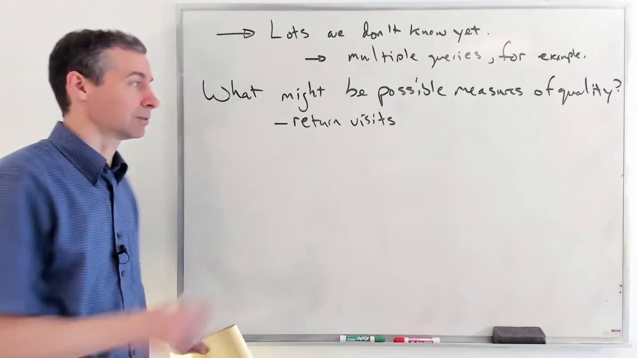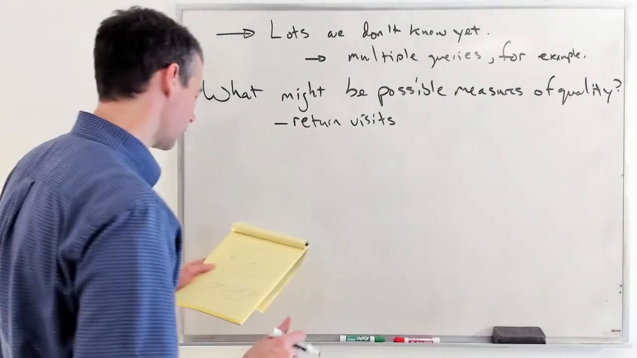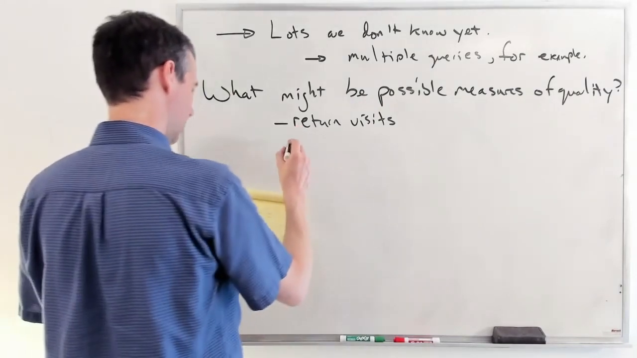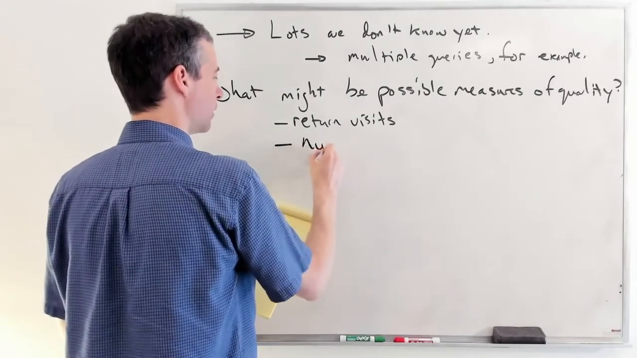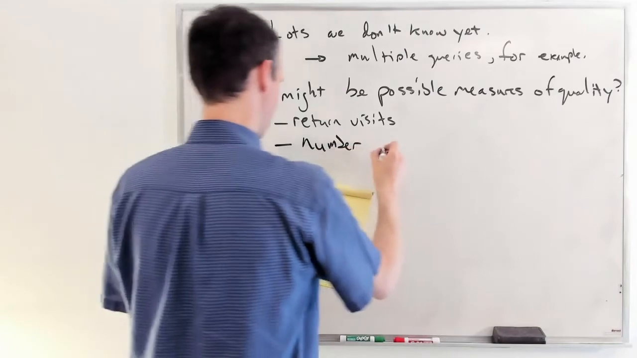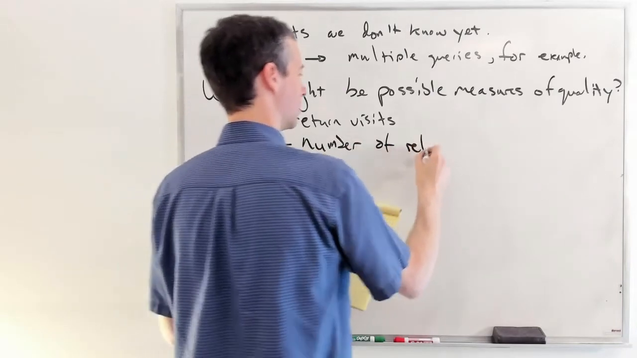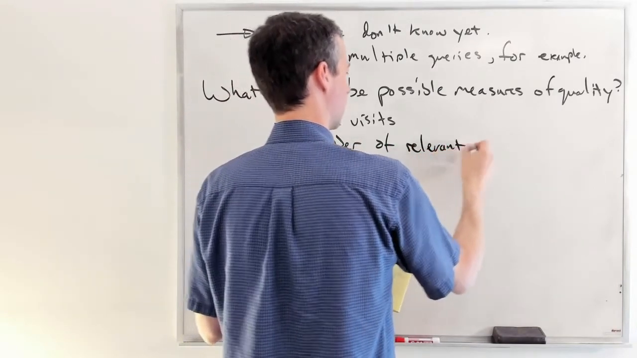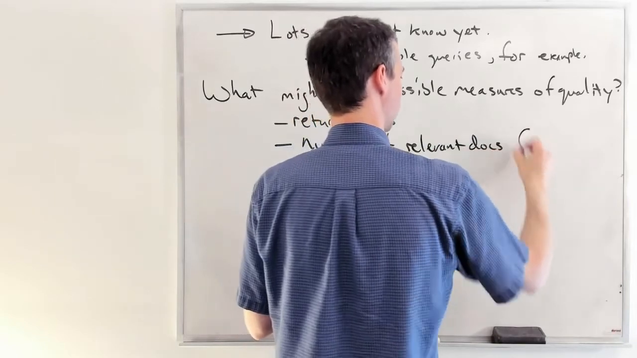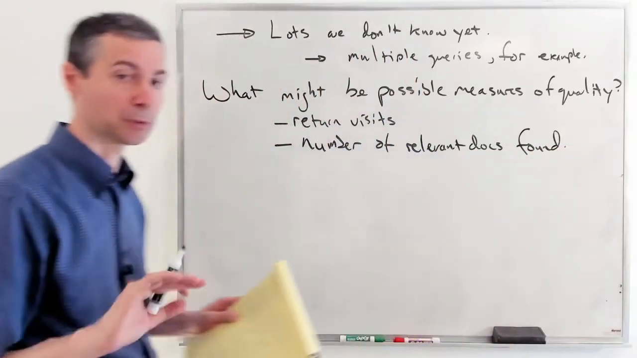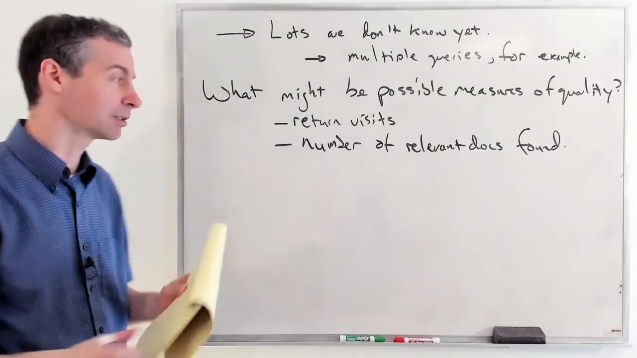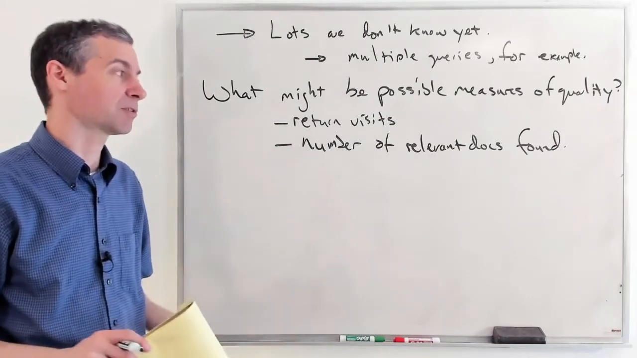I don't know. That would be a real big open research question, how to do that. Something a bit easier might be the number of relevant documents found by the user. Maybe we could do this. And this is where we'll spend some time modeling this. So, a number of relevant documents found.